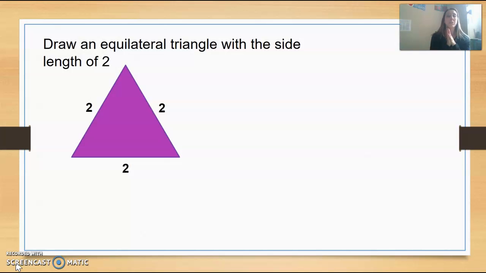So the first thing I'd like you to do is draw an equilateral triangle with a side length of 2. And the reason why we want a side length of 2 is eventually I'm going to break this in half, and breaking 2 in half is an easy number to break in half. So that is why we're going to do a side length of 2. If I do that, the interior angles must then be 60 degrees, right? So if those are 60 degrees, there we go.